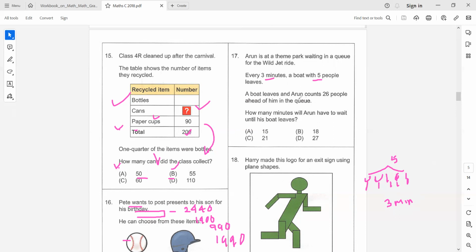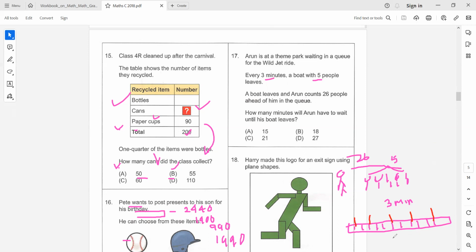The boat leaves and Arun counts 26 people ahead of him, because he is here now. But we have 26, and every 5 people are going. That means if you get 26 alone, we call it grouping. Right? Yeah. When you group it, you have to group each 5, up to here.